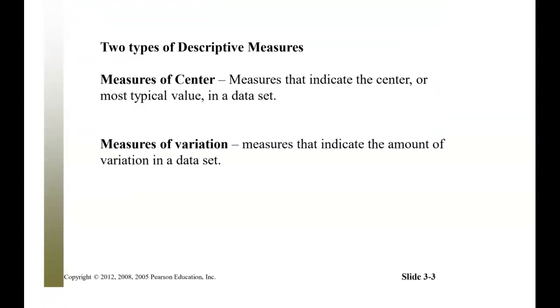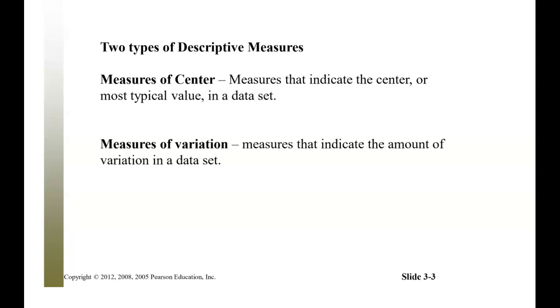Now, in this chapter, we're going to spend time on two major types of descriptive measures. The measures of center. These are the ones you've learned through grade school, middle school. These are those measures that indicate the center or the most typical value in a data set. You're going to be very familiar with them. They are your mean, your median, your mode.